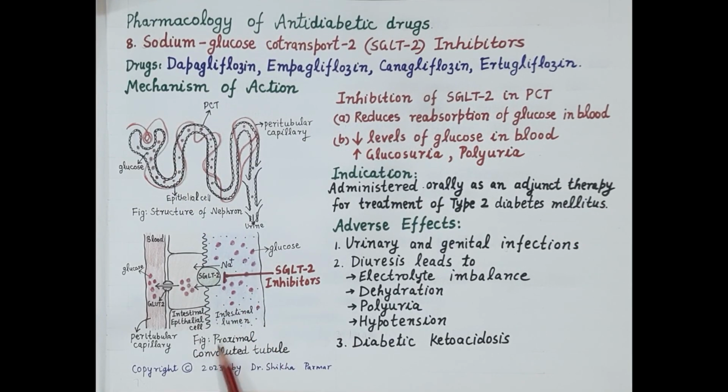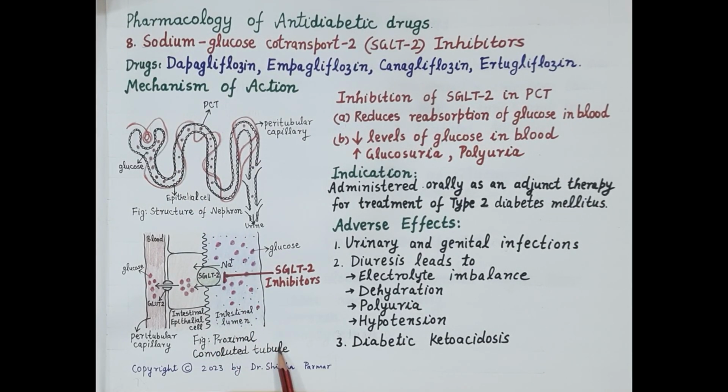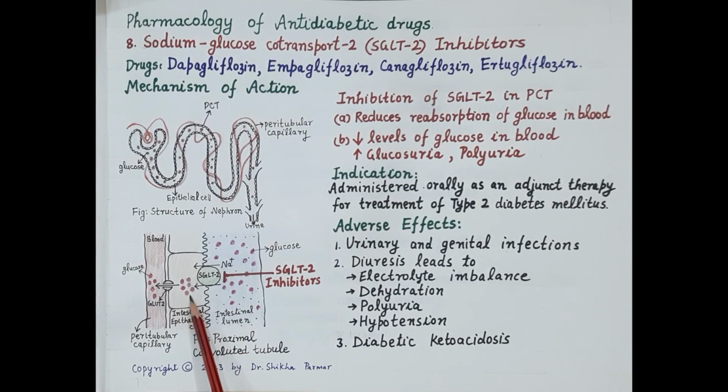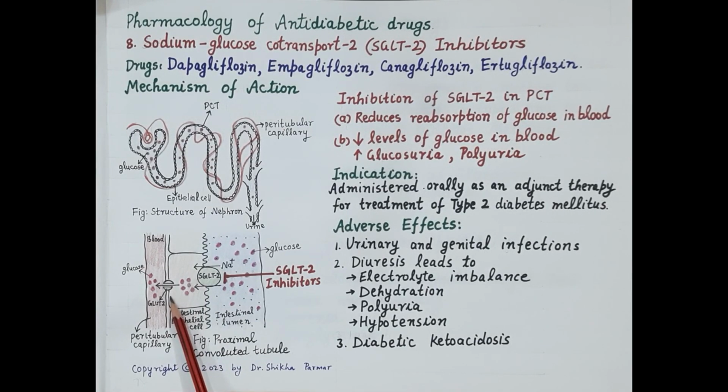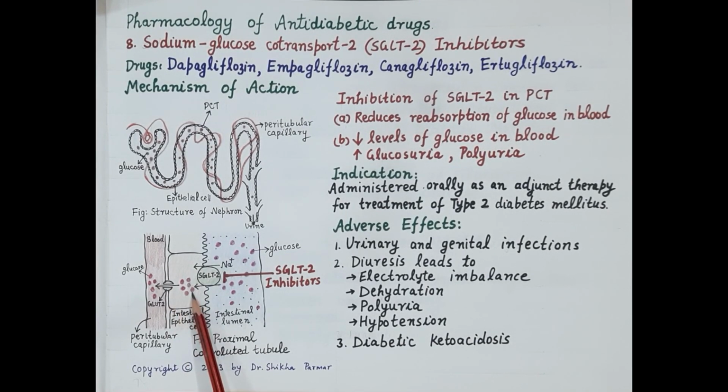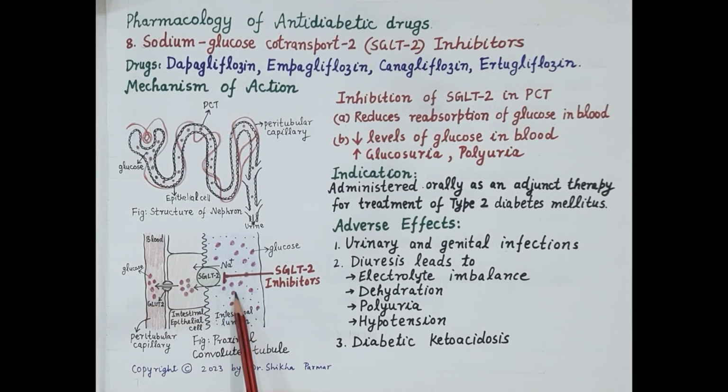So, this is the zoomed view of the proximal convoluted tubule. Now, sodium and glucose in the filtrate are transported to the epithelial cells of the proximal convoluted tubule by SGLT2. Further, GLUT2, that is glucose transporter 2, transports this glucose to the blood of the peritubular capillaries. So, this is how glucose in the filtrate is reabsorbed into the blood of the peritubular capillaries.